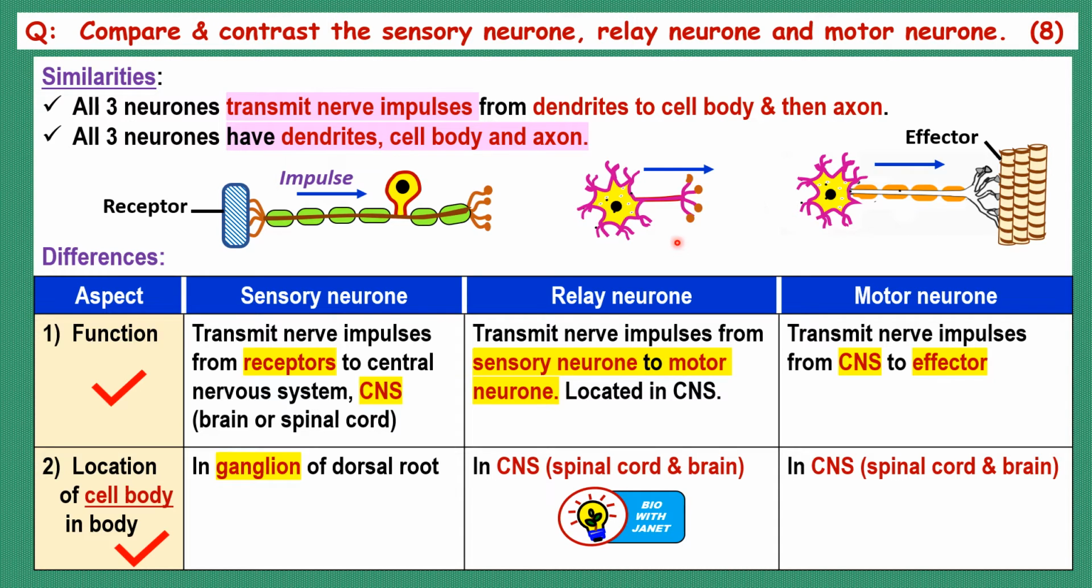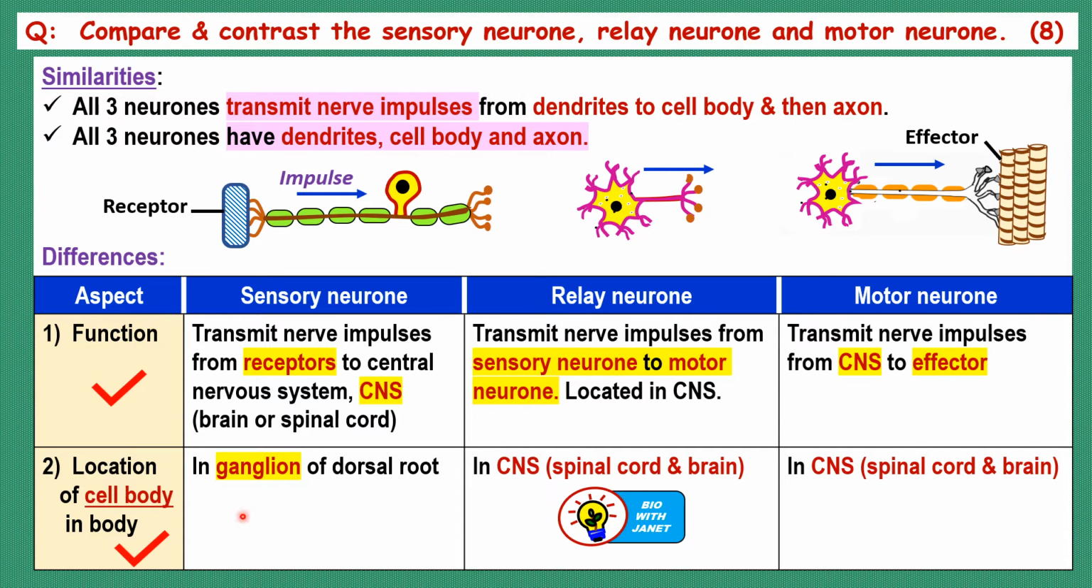The relay neuron is located in the central nervous system, the CNS. Please write out in full, central nervous system. Don't write CNS. I write CNS here because these are short notes and it will help you to remember more easily if we use the short form. Now, the motor neuron has the function of transmitting impulses from the relay neuron in the central nervous system to the effectors.